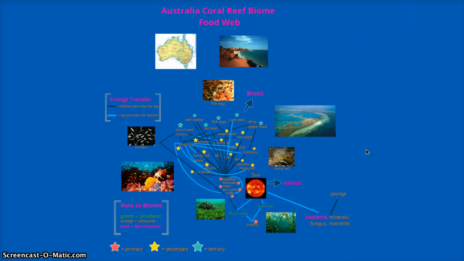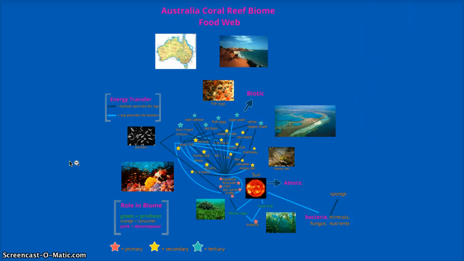So I'm going to be explaining my group's Australia Coral Reef Biome Food Web, which is made up of a lot of different smaller food chains that are interconnected. The way my group displayed our energy transfer is that when you see a dark blue line, such as this one, it means that the organism on the bottom, the crabs in this case, provides energy to the organism on the top, which would be the blue-ringed octopus. And when you see a light blue line, it's the exact opposite. So the organism on the top provides for the organism on the bottom. So in this case, a small fish would provide energy for the crabs.